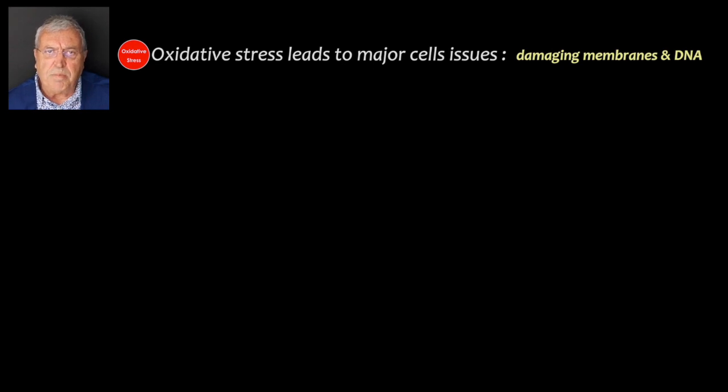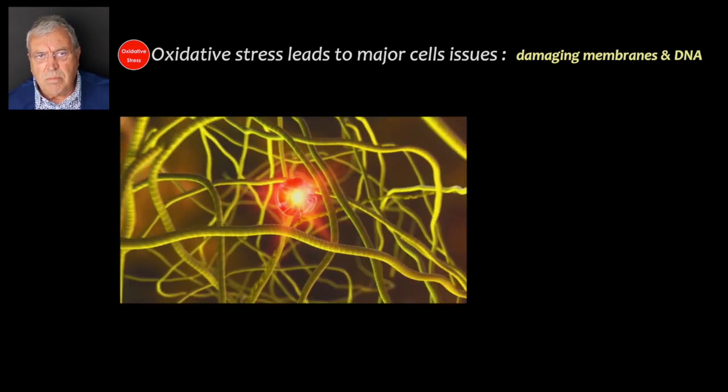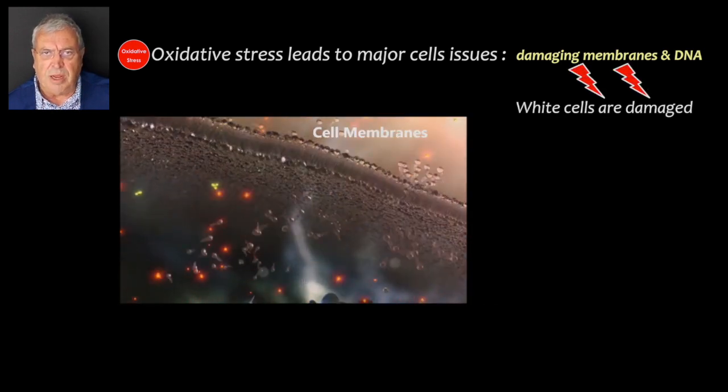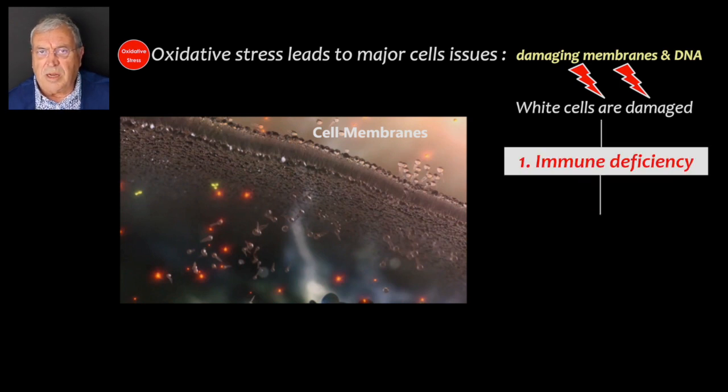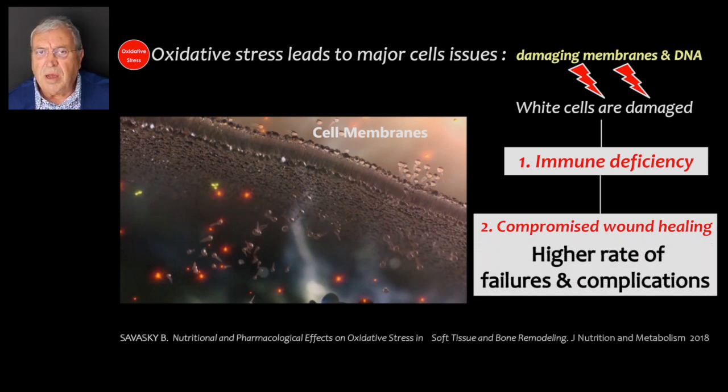Oxidative stress leads to major cell issues, damaging membranes and DNA. Oxidants move into the nucleus and then they damage the cell's membrane and the DNA. Then the white cells are damaged with an immune deficiency, and the wound healing will be compromised. This is how we will meet a higher rate of failures or complications.